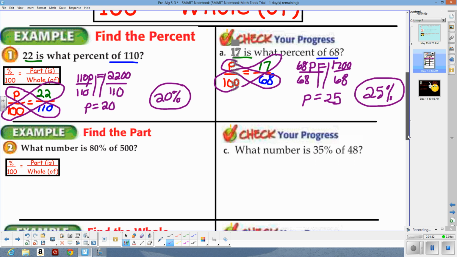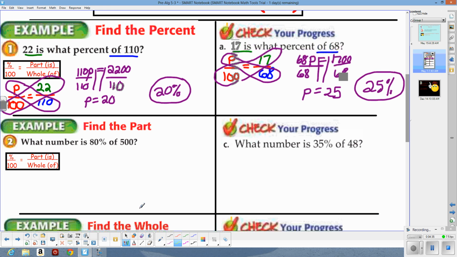The next example has us finding the part. We're going to use the same percent proportion. The percent over 100. And in this problem, they tell you that you have 80%. So 80 over 100 equals the part over the whole. What number is 80% of 500? The of 500, that's the whole amount. It's going to go on the bottom.